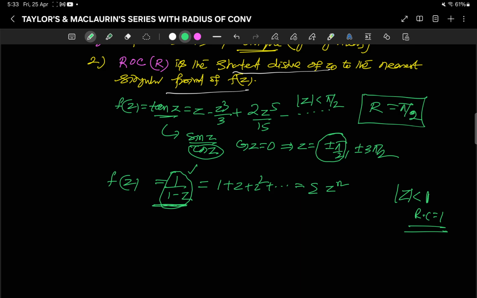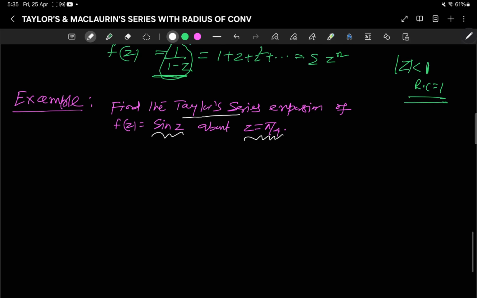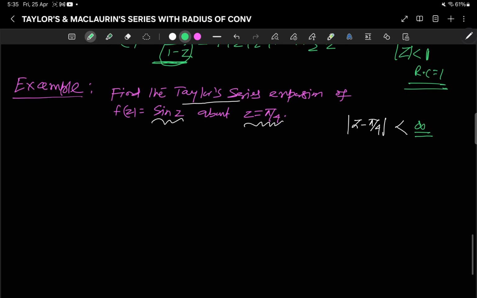Okay, so coming to an example, find the Taylor series expansion of sin z about z = pi by 4. Okay, sin z is analytic everywhere, right? It is an entire function. So here we need the center, |z - pi/4|. By inspection I can say the radius of convergence is infinity here, because sin z is analytic everywhere, right? So how to find it?